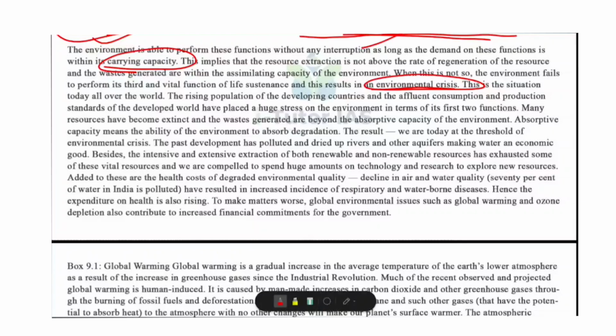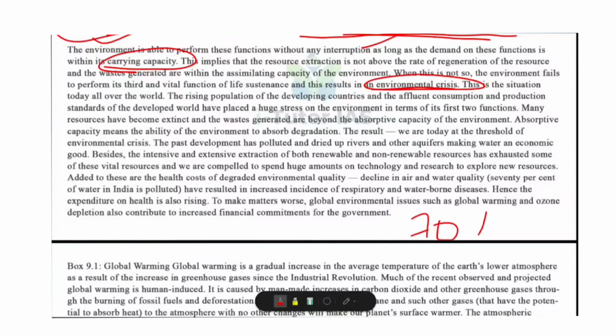Together, this has caused many resources to become extinct. Polluted and dried up rivers and water bodies. Now, water itself has become an economic good, meaning we need to pay for clean water. That is what is meant by economic good. Increased health problems also due to polluted air and water, and around 70% of India's water is now polluted.